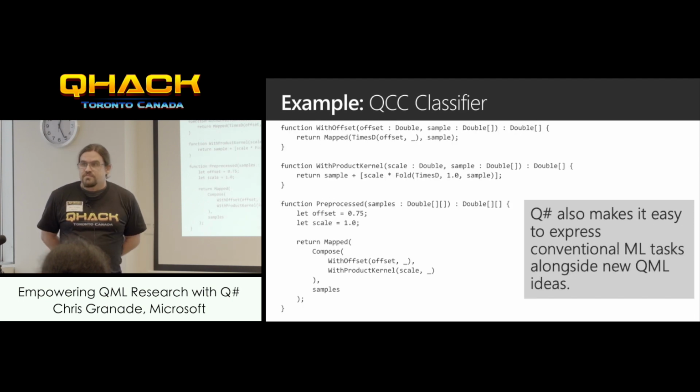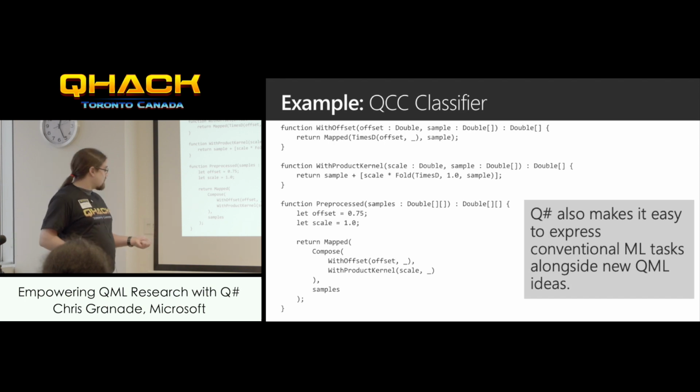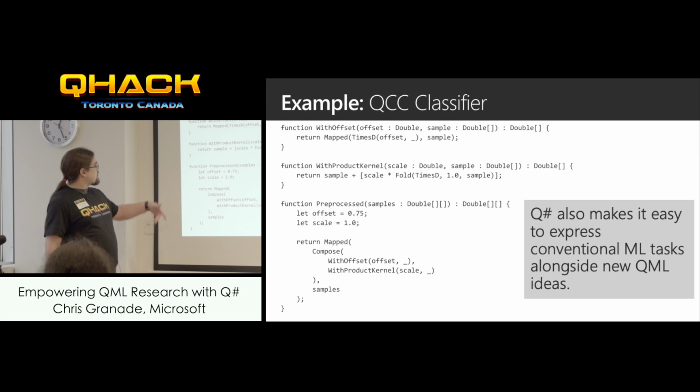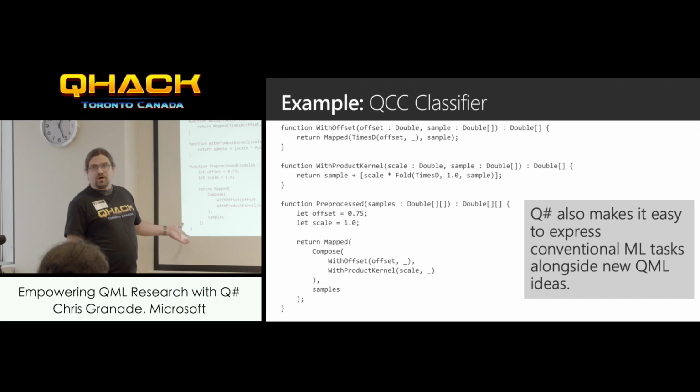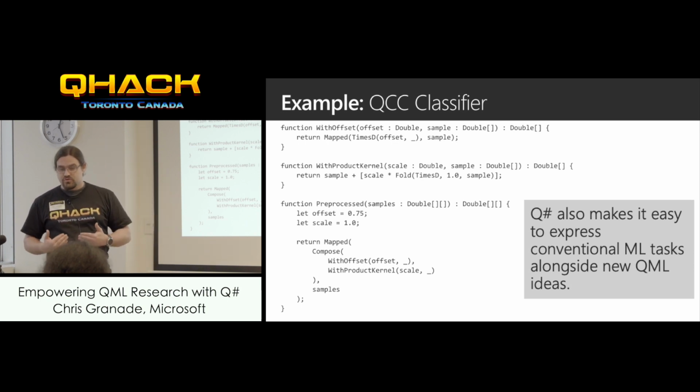Importantly, we also need to be able to express conventional machine learning ideas. For instance, as you saw, it's not all quantum, right? We're looking at hybrid computation here. So for instance, you might need to pre-process the data, apply a classical kernel to expand your features. We can do that in Q# as well. Here we've got a pre-processor function that we write out by just saying add an offset to each of our features, go and add a product kernel to each of our features. And so we can express that in the same language right alongside the actual QML application.